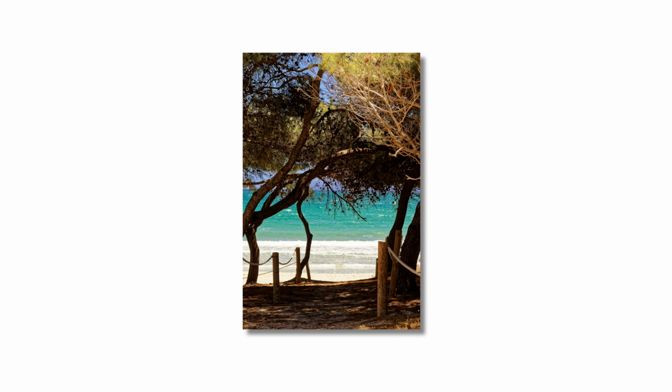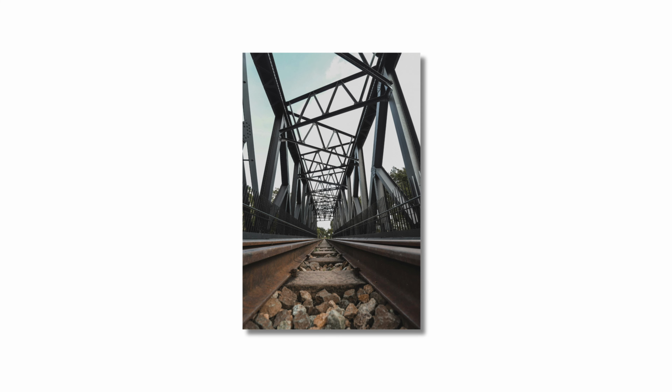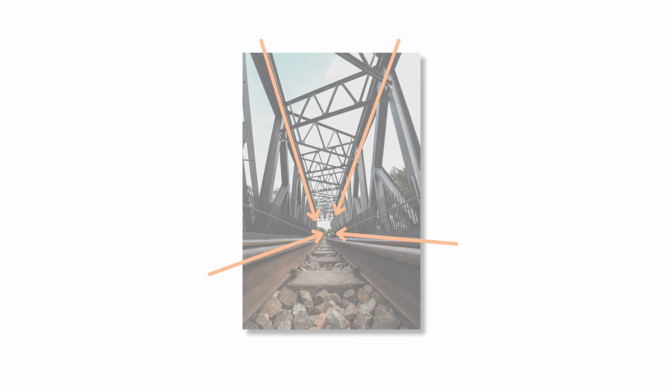Example 2. Trees and fences on either side of a path direct attention toward the ocean in the distance. Example 3. Train tracks and metal railings converge at a distant point, pulling the viewer's gaze down the tracks. Though this technique might feel intentional at first, with practice, it will become a natural part of your composition process.